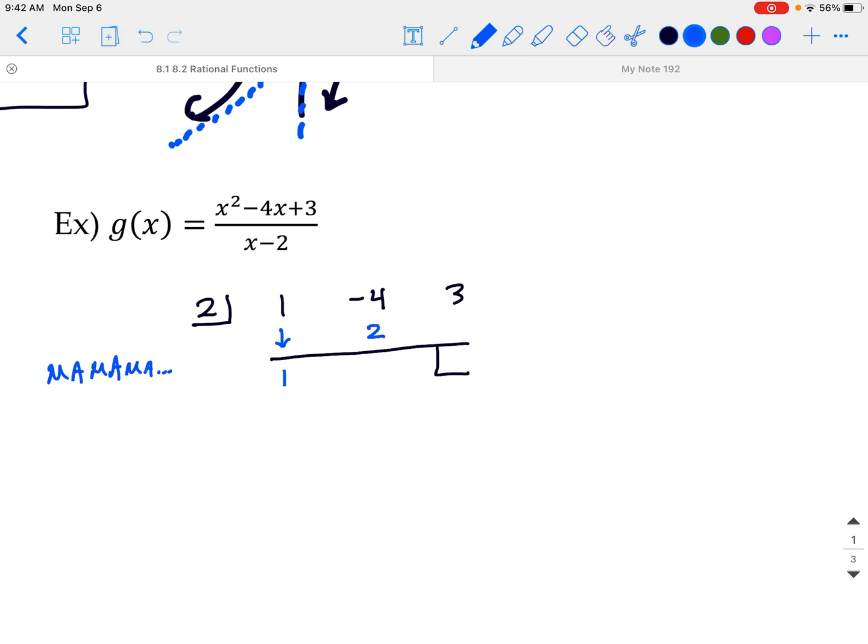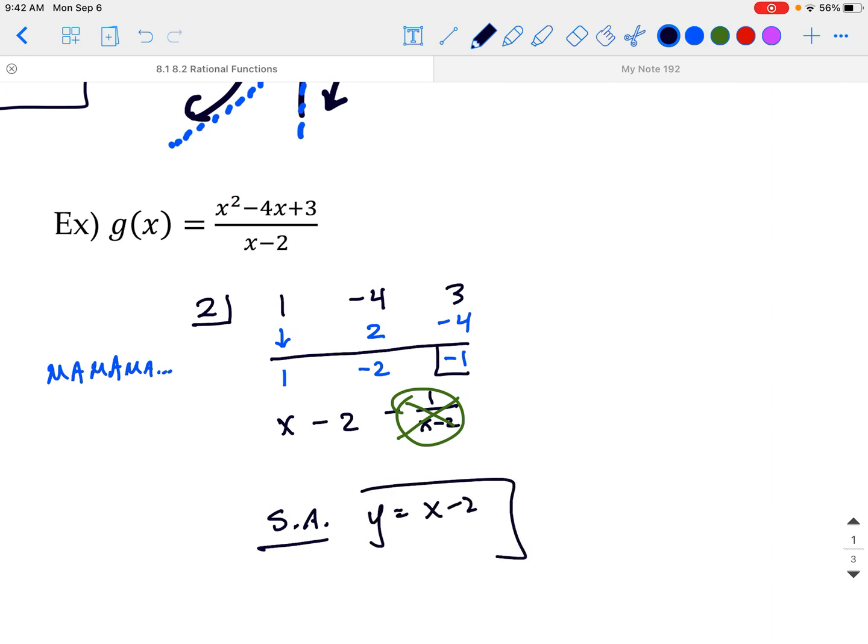So we'll get 2 times 1 is 2. Negative 4 plus 2 is negative 2, and then 2 times negative 2 is negative 4, so we'll get negative 1 when we add. So that means that we have x minus 2 minus 1 over x minus 2 as our remainder. We would get the same thing with our long division, but again, we can ignore the remainder. So our slant asymptote is going to be y equals x minus 2.